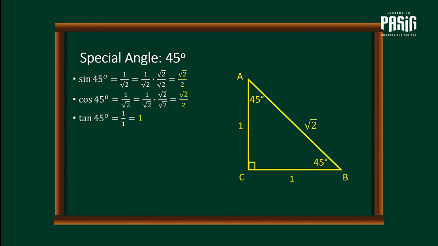While tangent 45 degrees is equal to 1 over 1 or 1. Also, cotangent 45 degrees is equal to 1. For secant 45 degrees, we have the square root of 2 over 1 or the square root of 2. For cosecant 45 degrees, we have the square root of 2 over 1 or the square root of 2.